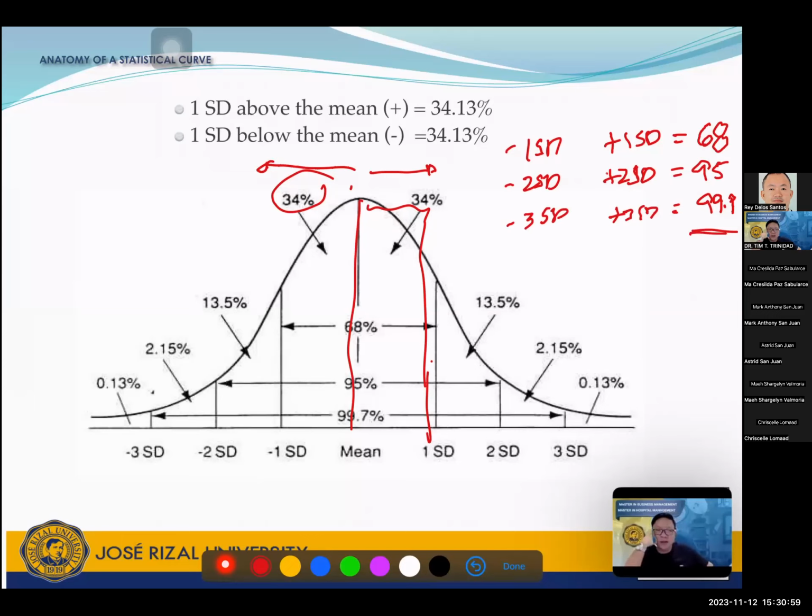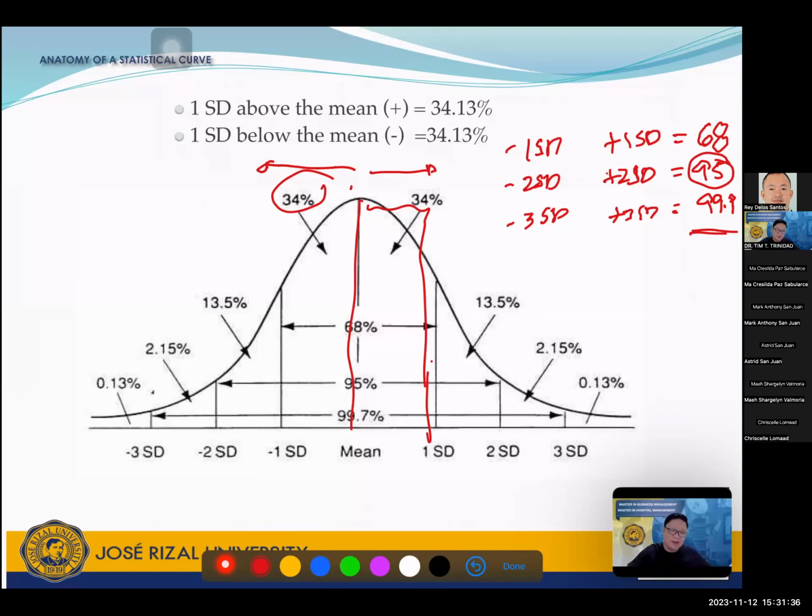Mag-take kayo ng exam. Okay. Given a confidence of 2 standard deviation, meaning to say, what will be the possibility that you will land your score within 2 standard deviation? 95%. So 95% of the time that you will get to land within 2 standard deviation. What about the 5% remaining? Saan napunta yung 5%? 3 standard deviations.